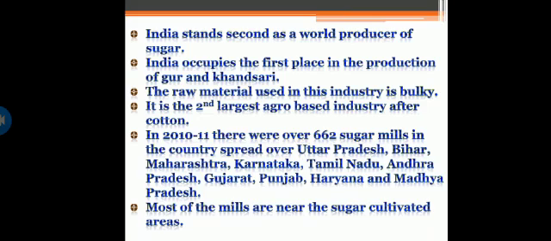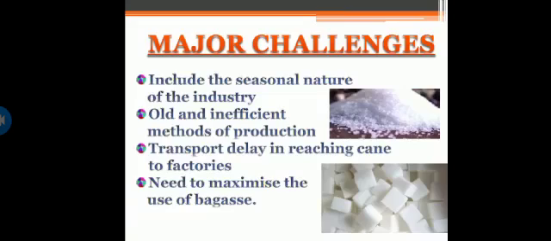In 2010-11, there were over 662 sugar mills in the country, spread over Uttar Pradesh, Bihar, Maharashtra, Karnataka, Tamil Nadu, Andhra Pradesh, Gujarat, Punjab, Haryana and Madhya Pradesh. Most of the mills are near the sugar cultivated areas, because when sugar cane is transported to a longer distance, the sucrose content gets reduced. So the per kilogram manufacturing of sugar will decrease. So generally the factories are located near the place where sugar is cultivated. An important point to remember. What are the major challenges?